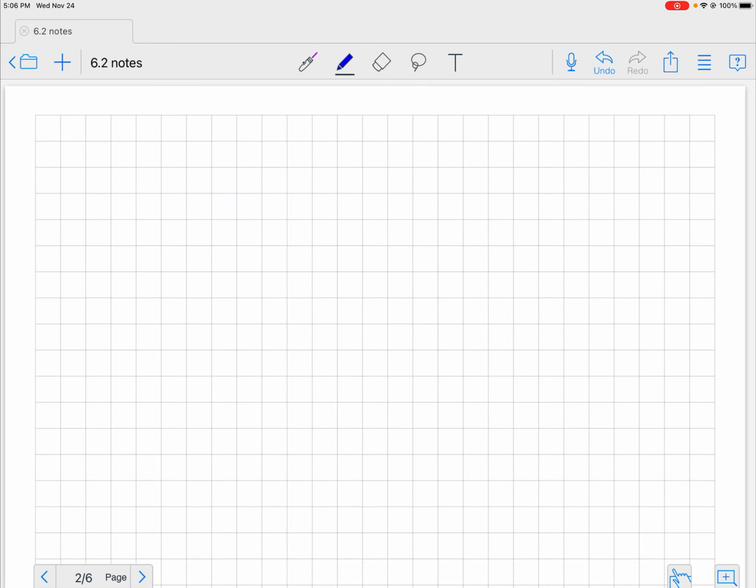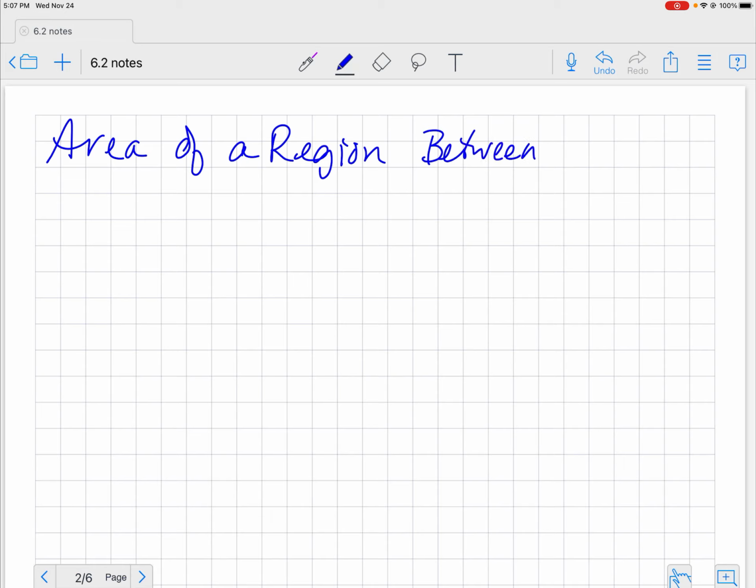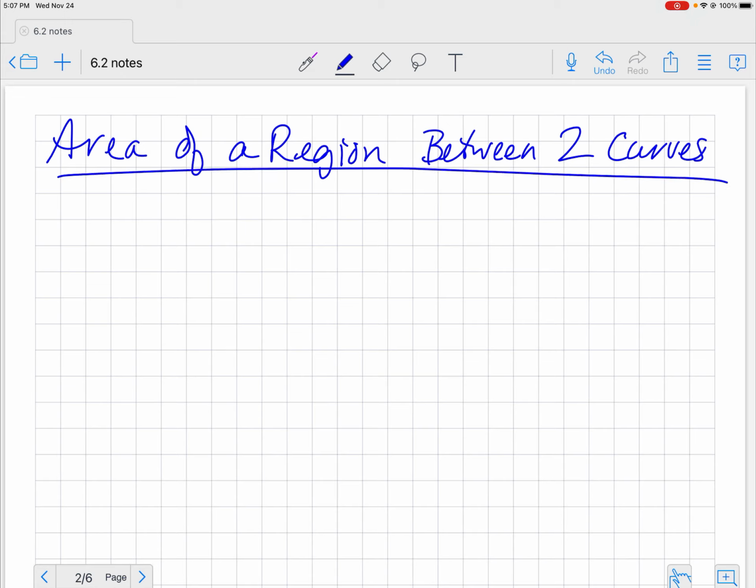So, without further ado, let's jump right into this super awesomeness over here and rock the socks off of it. Area of a region between two curves. Okay, and a curve may be a line, right? A curve is just anything that's on the graph. All right, I'm going to write out this definition and then we're going to put it into play.